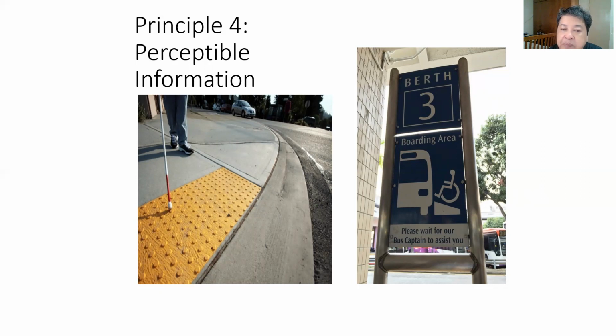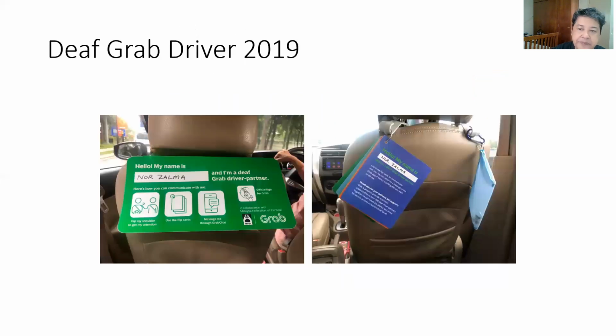So this will help. And on the right, there is a sign that shows the boarding area without having too many words where you should wait if you're a disabled person to board the bus in Singapore. And also information like this for the Grab driver who is a deaf person, that you could be guided by a set of instructions on how to communicate with the deaf person if you encounter one.